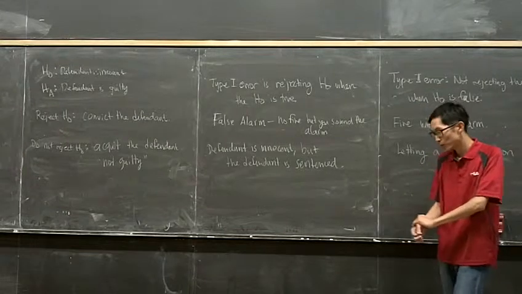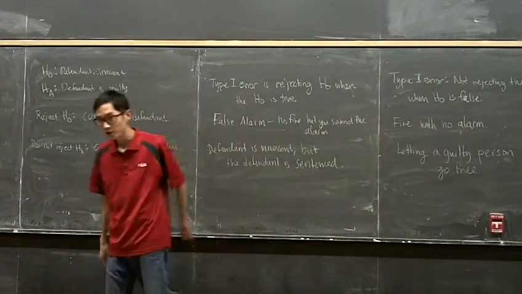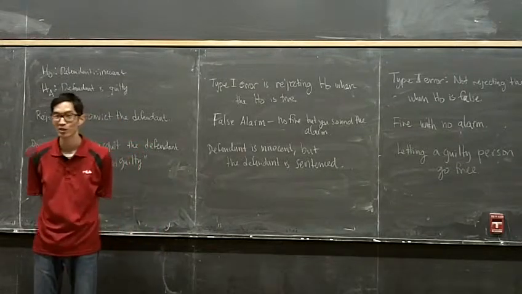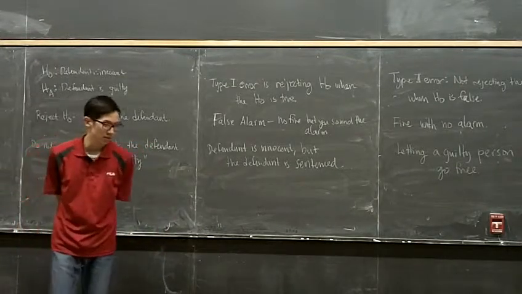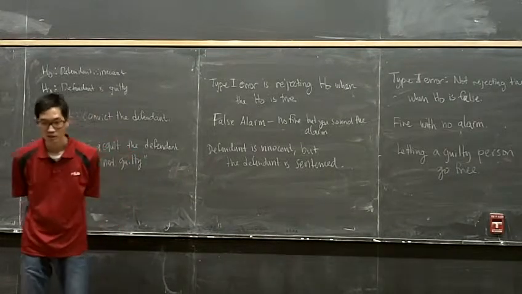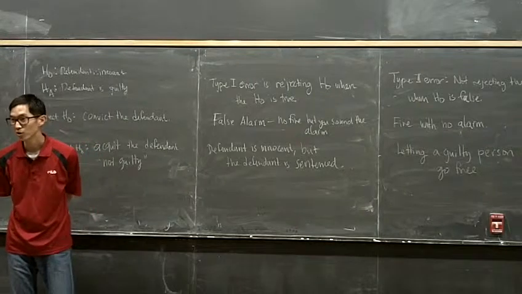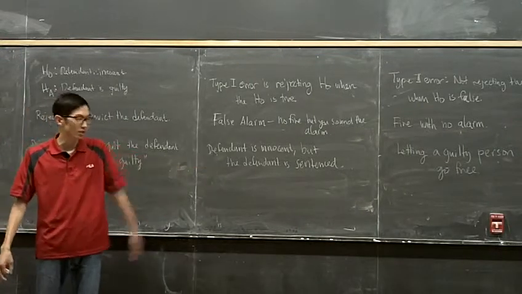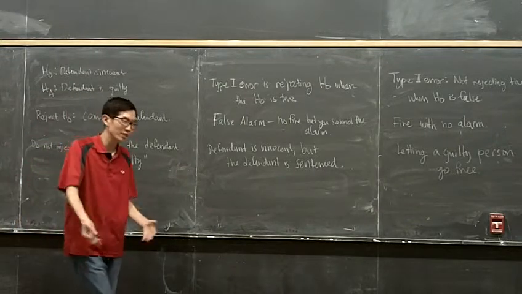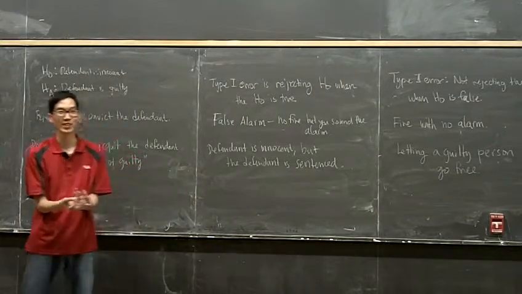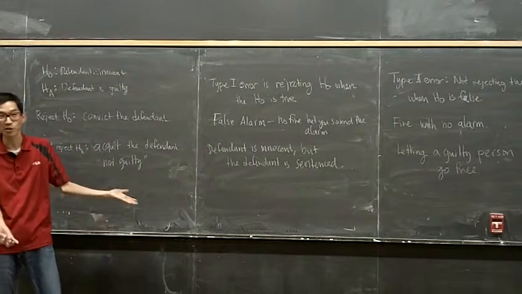But the way we have our justice system set up, which type of error is worse? Oh, type 1. Type 1 error, right? We would say sending an innocent person to jail or sentencing them to death is a much worse mistake than letting a guilty person go free. Okay, so at least that's how our justice system is set up.